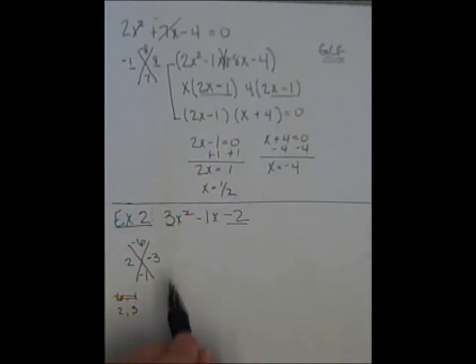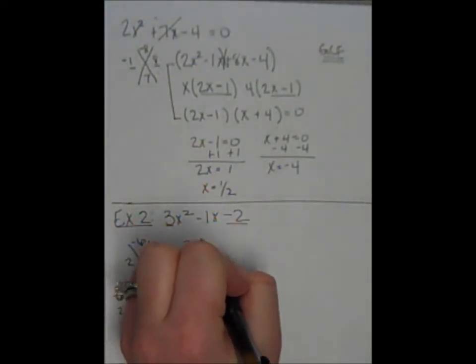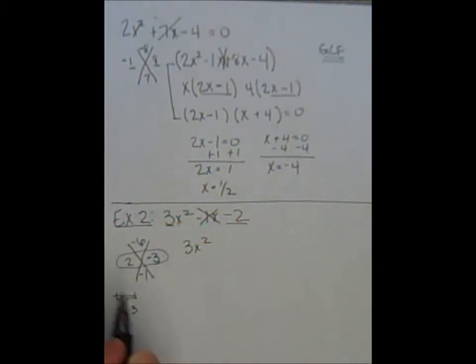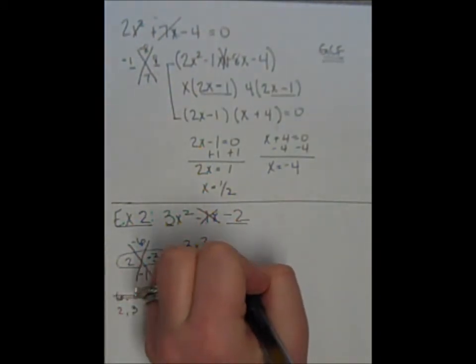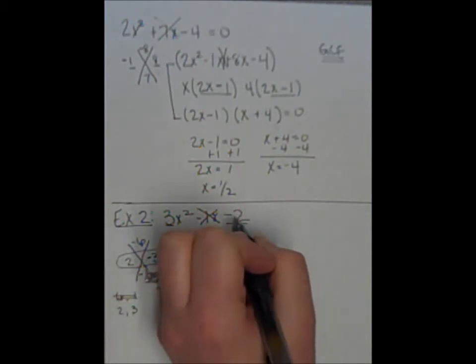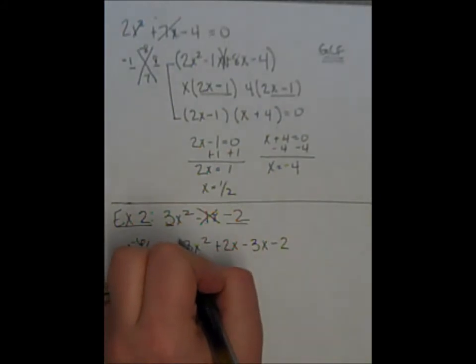Okay. Again, this isn't a baby one because 3 is the first coefficient, so I have to do it the long way. That means I'm rewriting the equation, 3x squared. Instead of my middle term, I'm using my 2 new guys that I came up with. So plus 2x minus 3x minus 2. Okay.